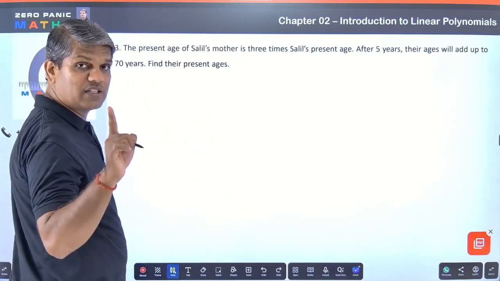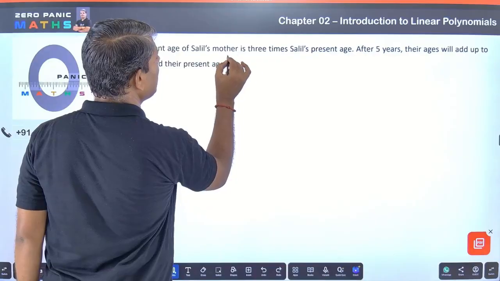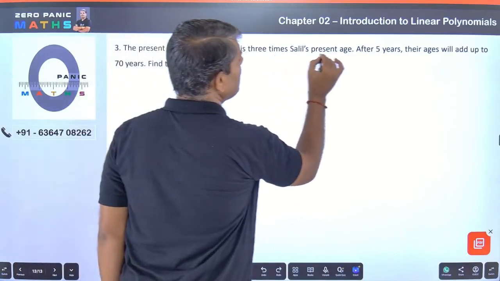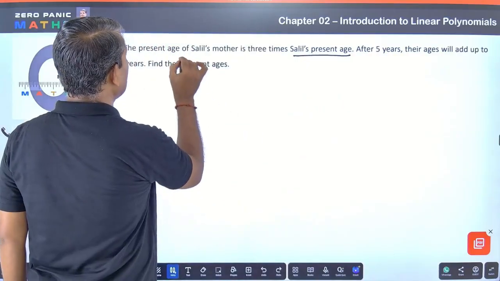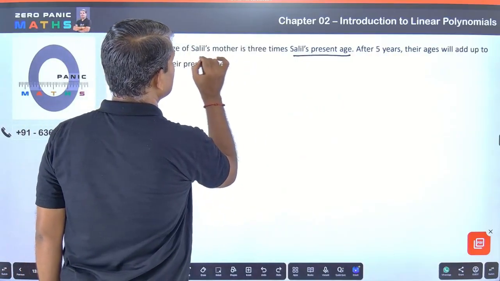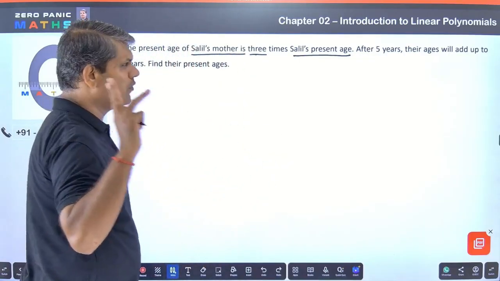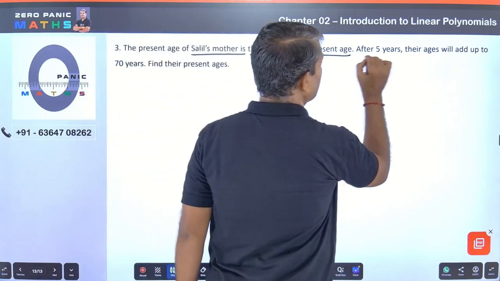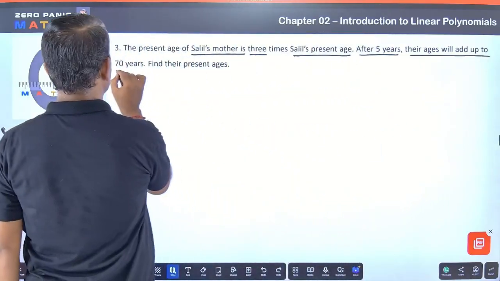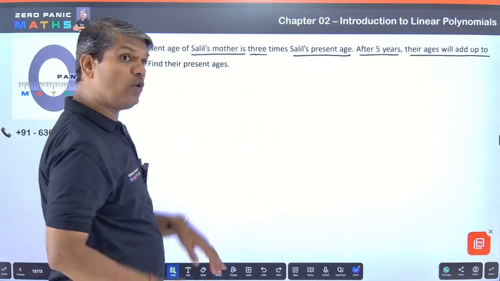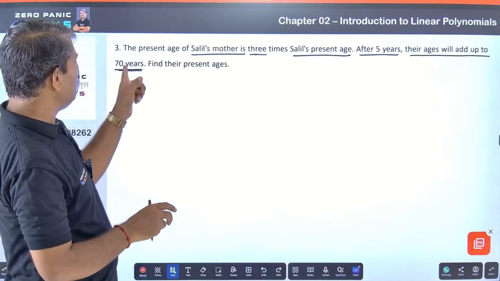Okay, listen to me carefully. The present age of Salil's mother is 3 times Salil's present age. Remember this: Salil's present age, and 3 times. Salil's mother's age is 3 times. You have to remember these two pieces of information. After 5 years their ages will add up to 70 years. So after 5 years, when you add their ages, the sum will be 70 years.